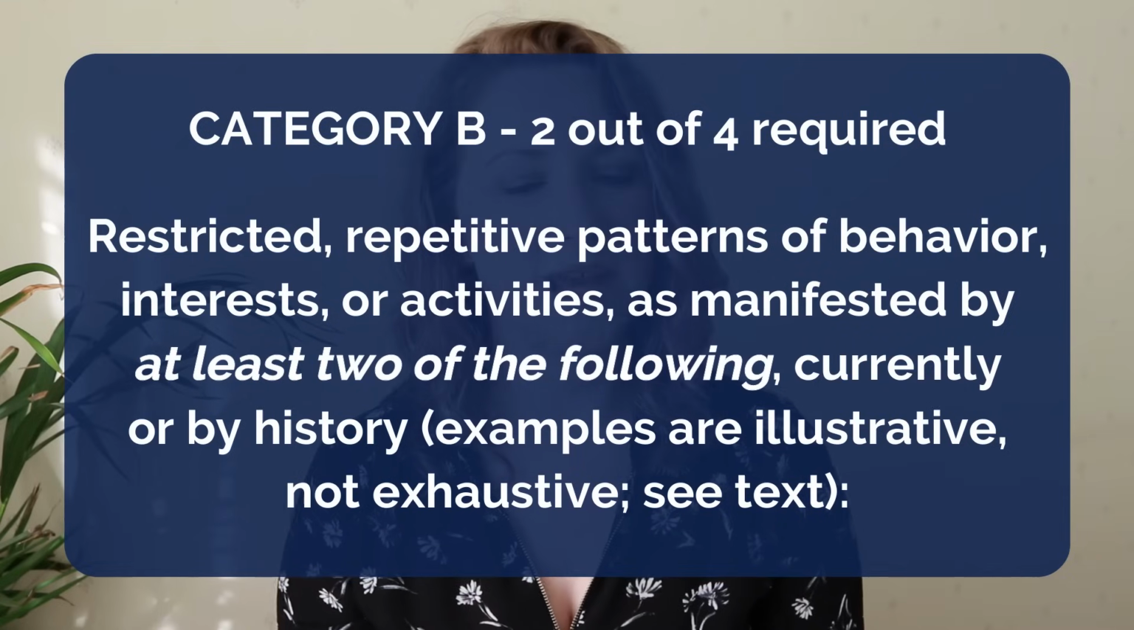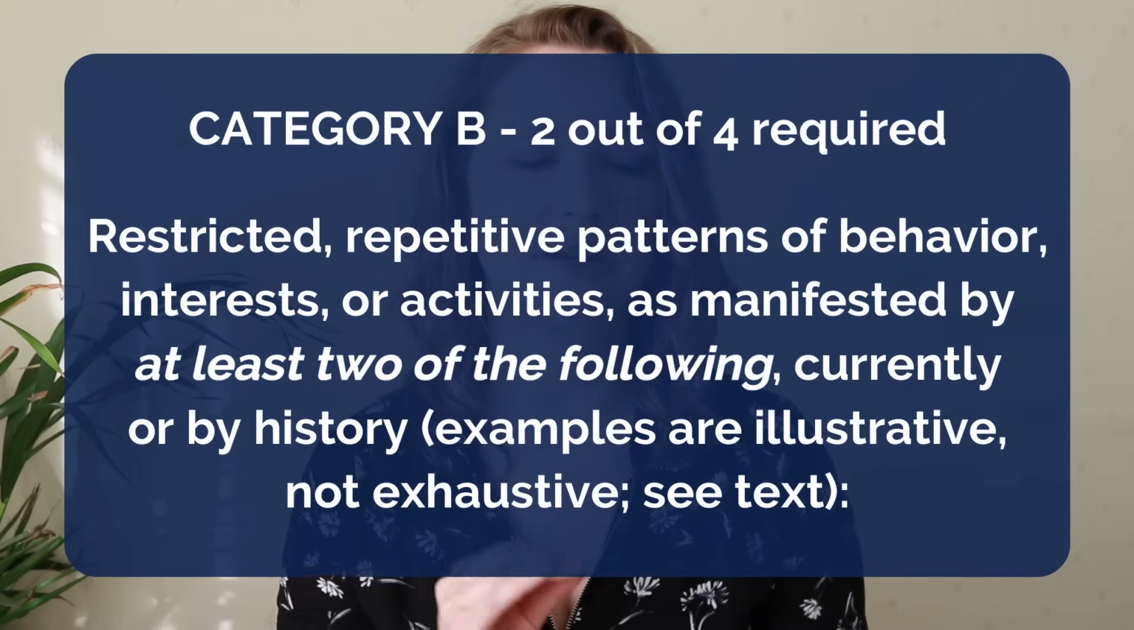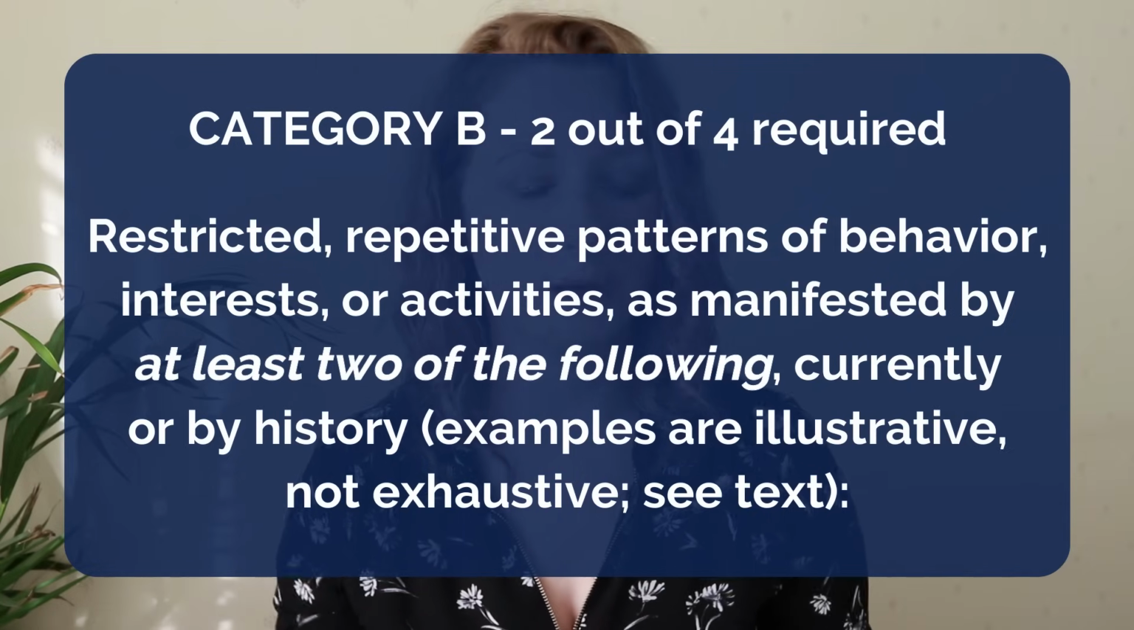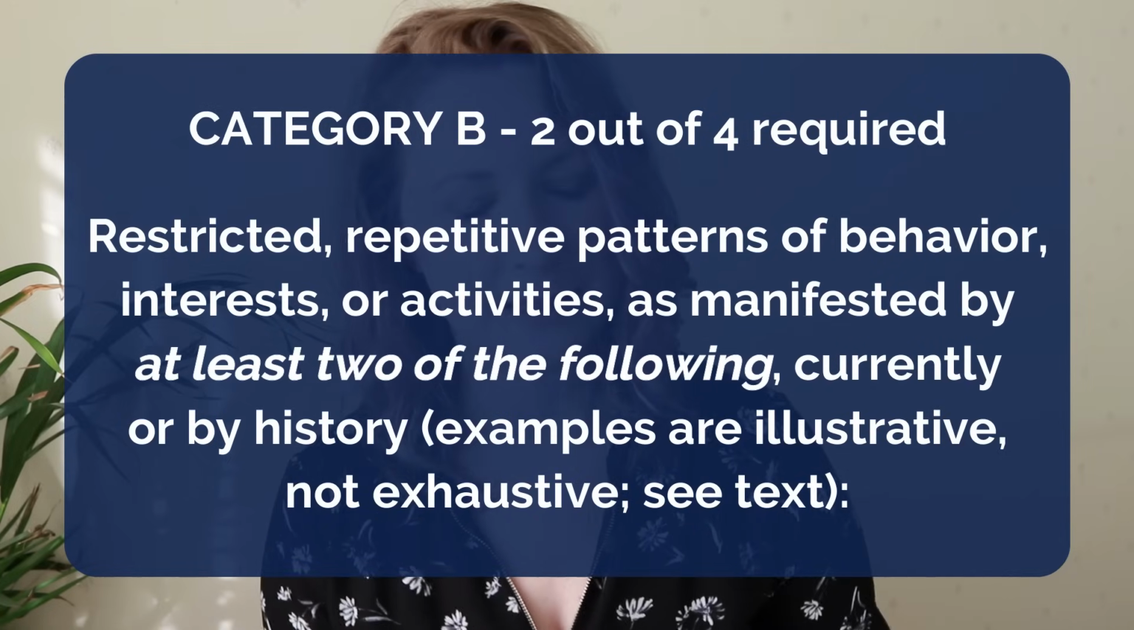Moving on to category B, which I find a little bit more confusing, and that is restricted, repetitive patterns of behaviour, interests or activities as manifested by at least 2 of the following, currently or by history. Examples are illustrative, not exhaustive, see text. So basically you only need 2 out of 4 in this next section. I'm an overachiever, so I think I got 3.